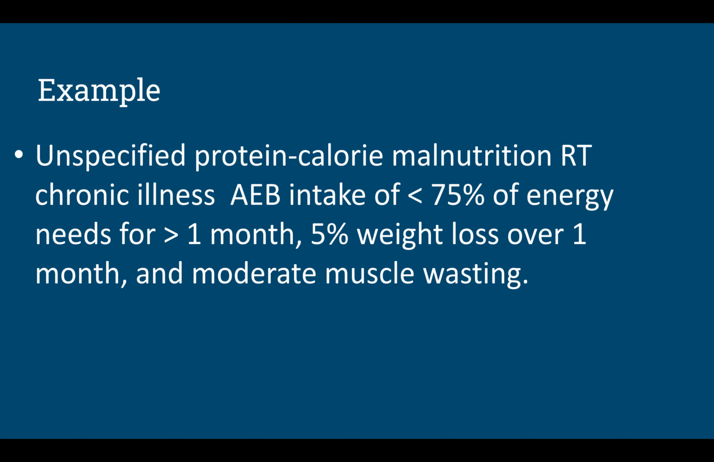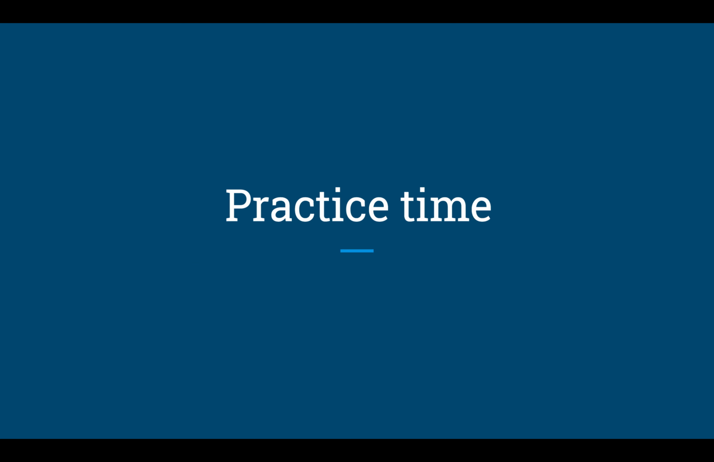But usually I like to write down what is the context in which the patient has malnutrition. And then for the evidenced by, I like to write down the characteristics that I found. So what is the supporting evidence of the malnutrition? For example, in this case, the intake was less than 75% of energy needs, and that's according to my chart, that's exactly how they write it, for 1 month. And there's also a 5% weight loss over 1 month and moderate muscle wasting. So I give strong evidence of my malnutrition diagnosis.